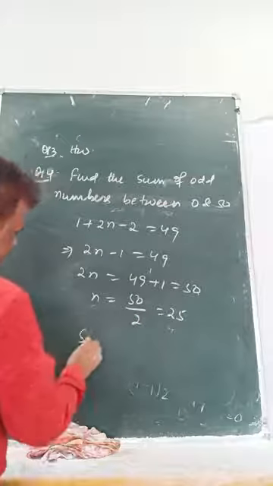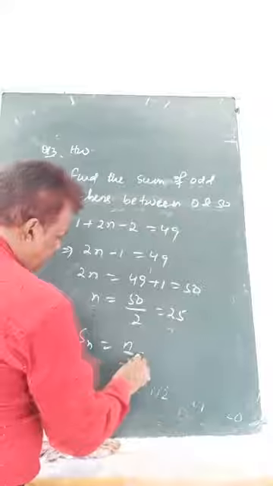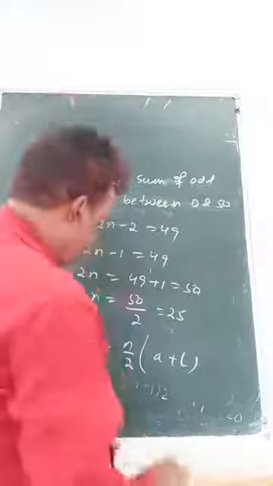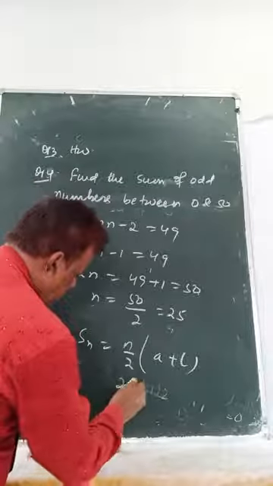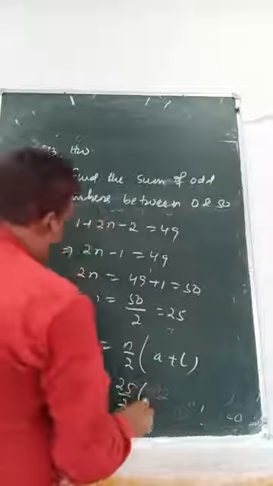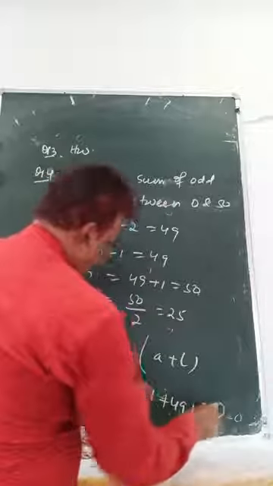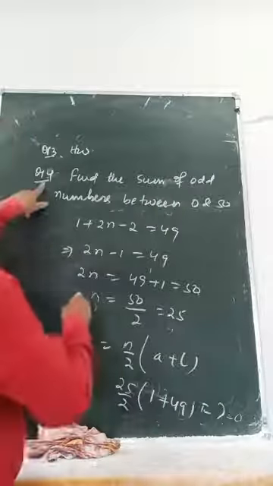Okay, what is your Sn? N by 2 into A plus L, because the last term is given. So 25 by 2. A is 1 and the last term is 49. So try to simplify. I am giving this as homework, try to do it.